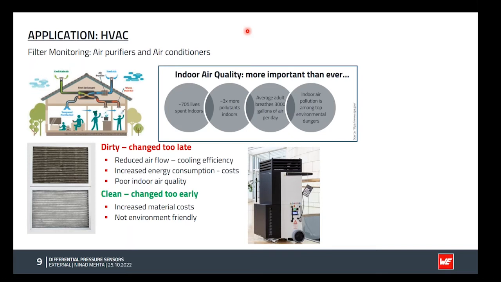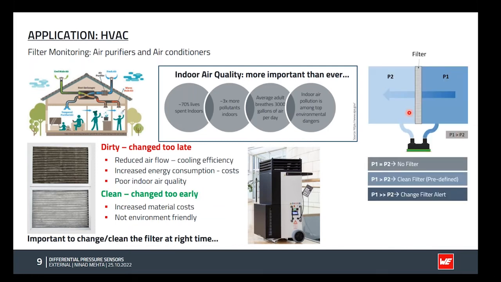For example, if you change the filter too late, then your filter is too clogged and you might not have enough airflow, and your cooling or heating efficiency is not enough. This also leads to higher energy consumption and higher costs, and in the end, because the filter is not fully functional, you will have poor indoor air quality. On the other hand, if you change the filter too early, you have increased material cost and waste of materials, which is not environmentally friendly. So it is very important to change or clean the filter at the right time.